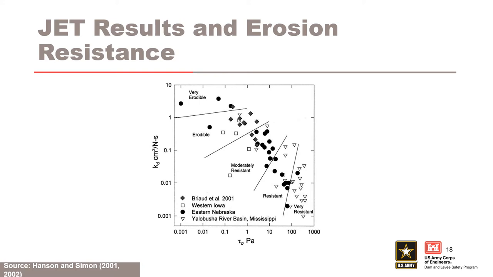Hansen and Simon, while doing work for the USDA, assessed a large data set of jet erosion tests and proposed categories for erosion behaviors of soils based on the test results. Here you see the critical shear stress on the x-axis and K/D on the y-axis, with the categories broken out based on those values. As the critical shear stress increases, it becomes more resistant to erosion. Likewise, as the erosion coefficient decreases, it also becomes considered more resistant to erosion.